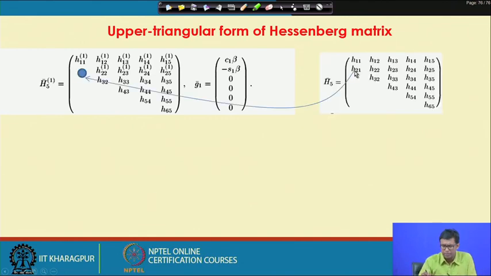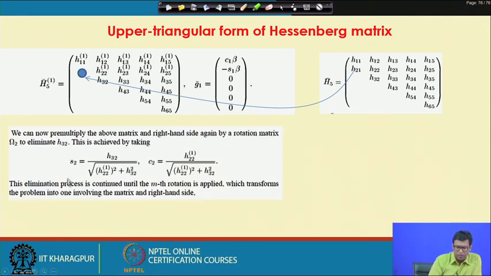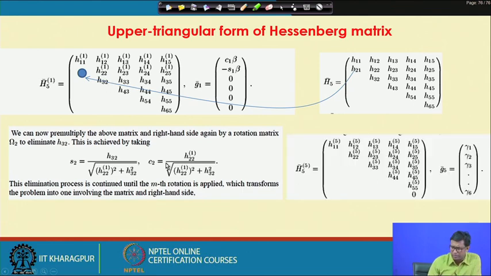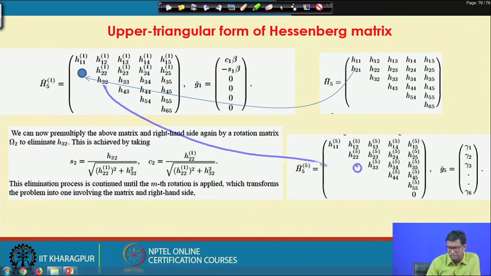So, when we multiply omega 1 with h bar 5, h 21 is deleted. So, this term is deleted and there is a minus s 1 beta which comes here. Now, we calculate S 2 C 2 and S 2 to take away the h 32 term, and when we multiply this, from here we can see the h 32 term has been cancelled out, and there are further more components in G bar 5.